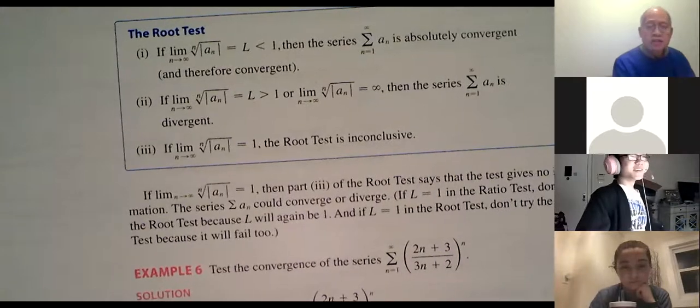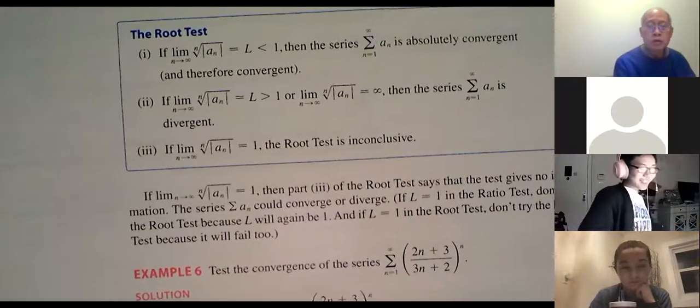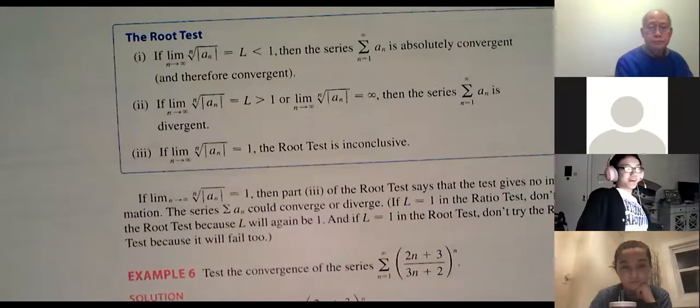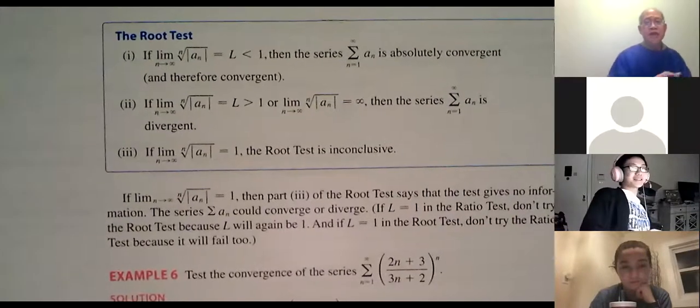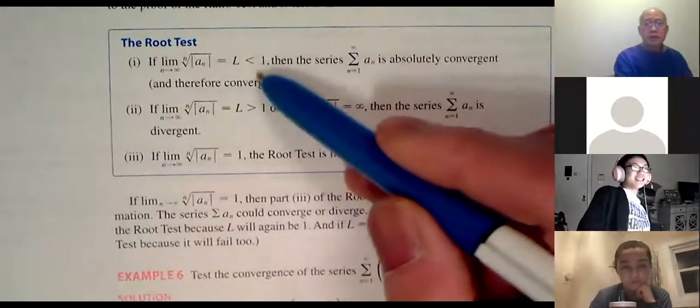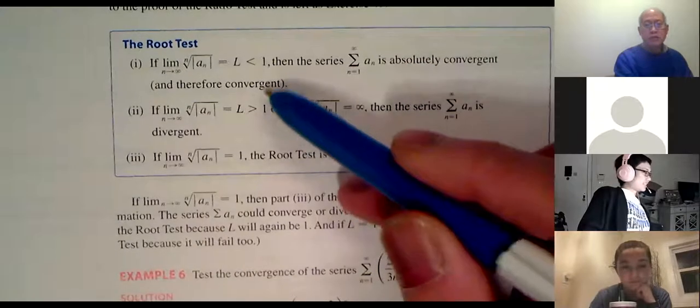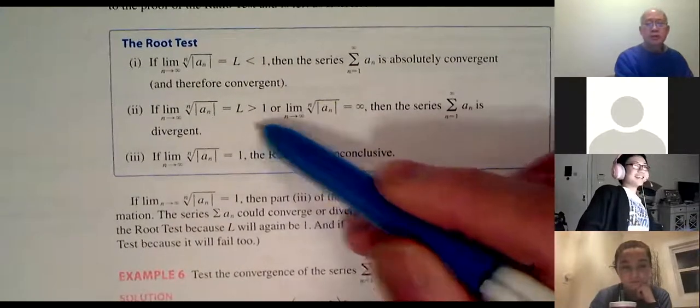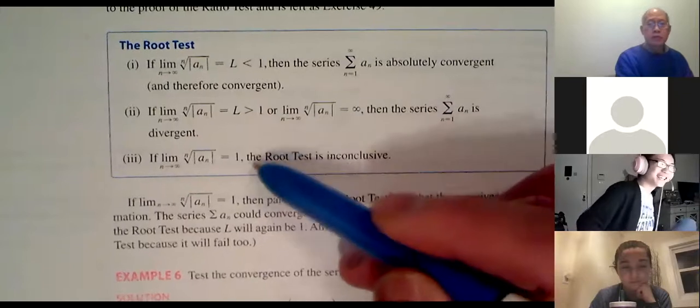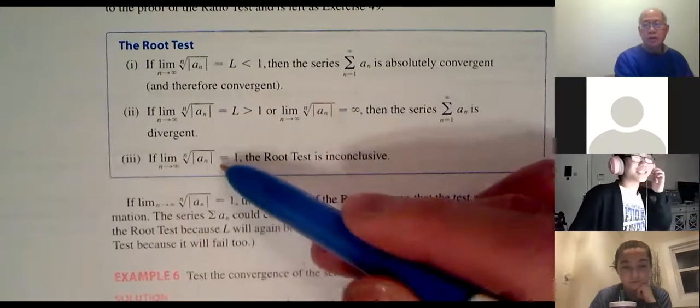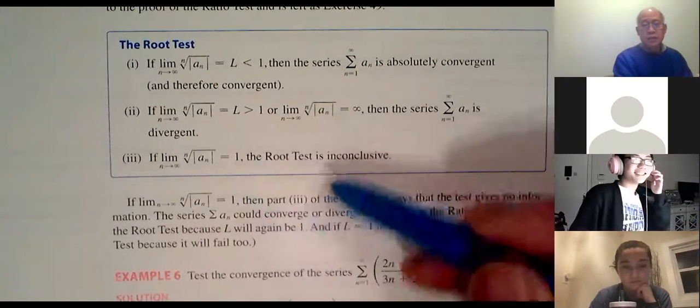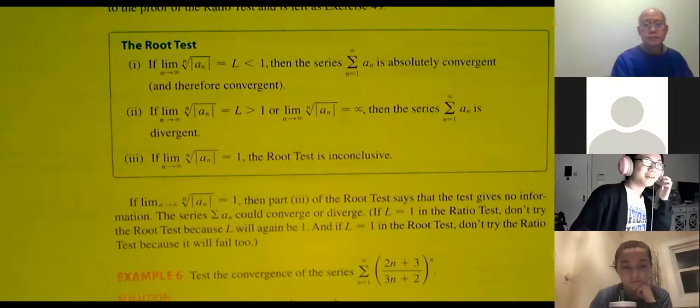Okay. It's another instance of a quote unquote almost geometric series. But this language is exactly the same, right? Less than 1, absolutely convergent and therefore convergent. Greater than 1, divergent. Equals 1, and they don't put it, but also doesn't exist, the root test is inconclusive.